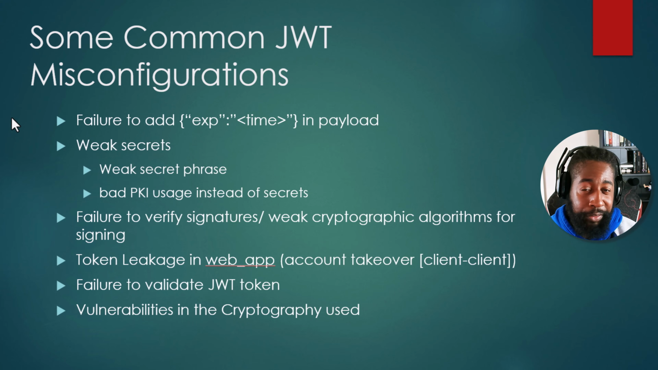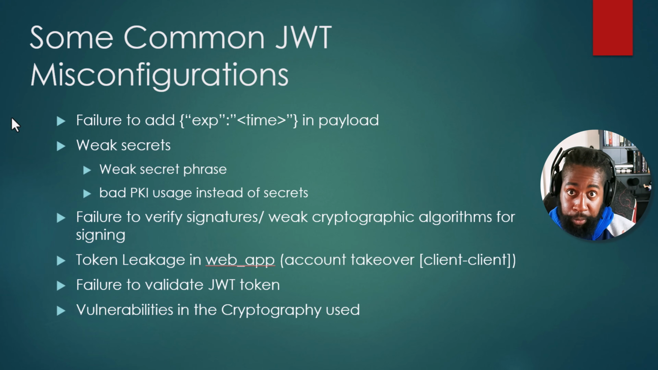In line with the failure to verify signatures, we don't want weak cryptographic algorithms for signing. So in our example, we used HMAC and SHA-256 to hash the header, the payload, and that secret key. And then we took the hash of all three of those components, and we ran that through a base64 encoder to create our base64 encoded JWT token.